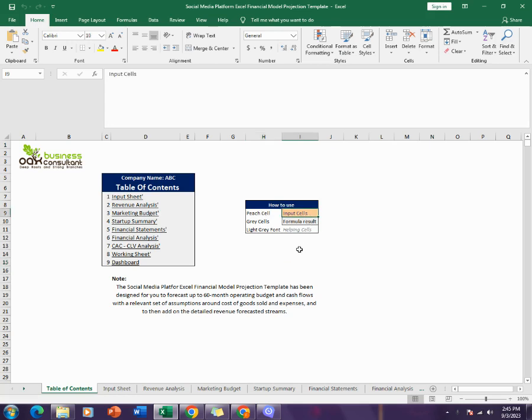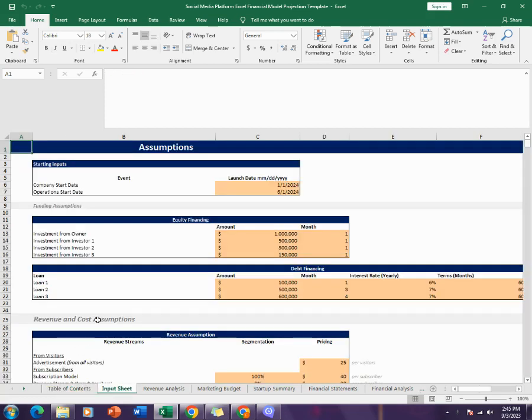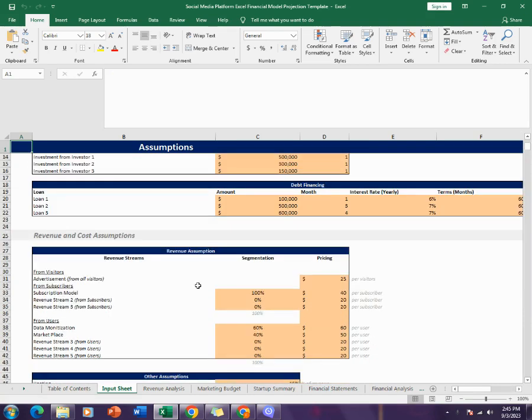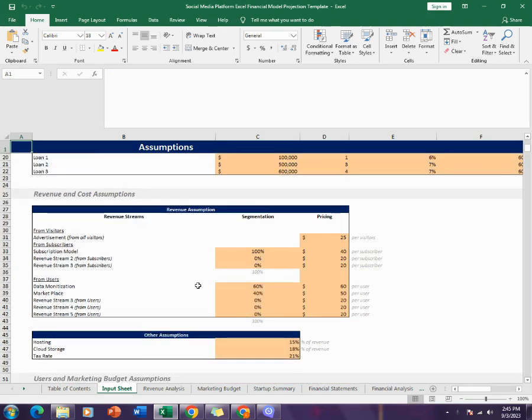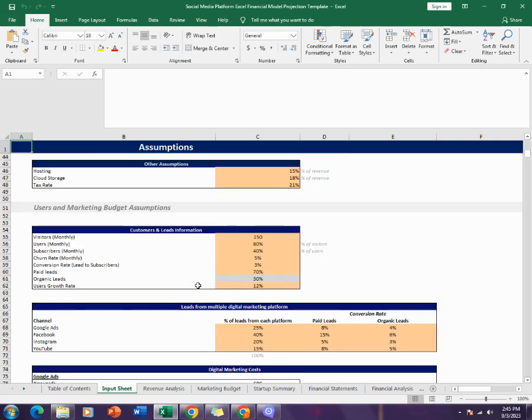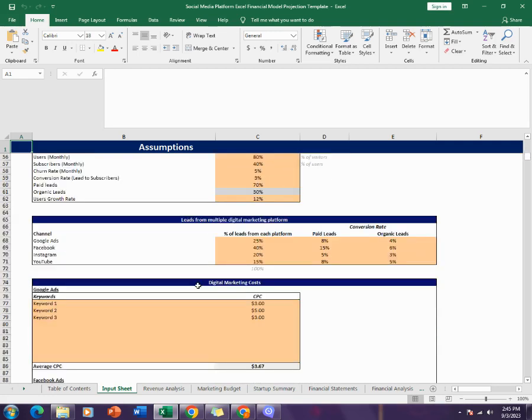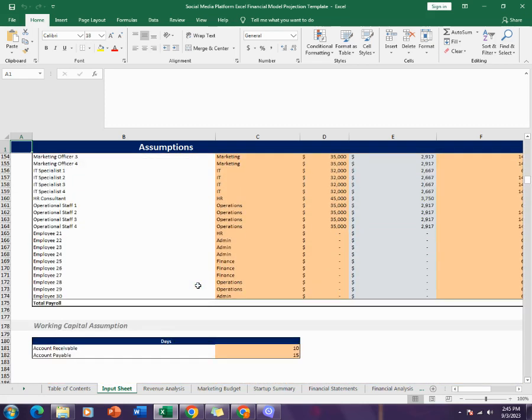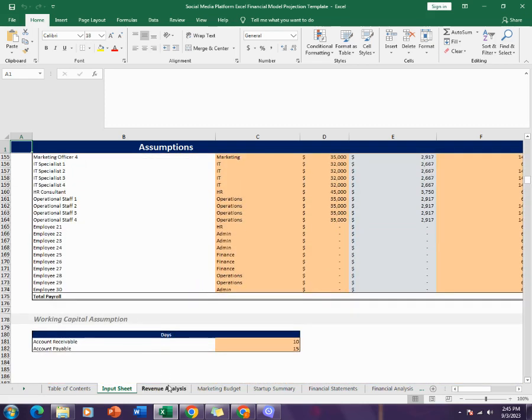The pink cells, as you can see over here, tell about the input cells, whereas the gray cells are formula cells, and the light gray cell font tells you about the helping cells. Coming towards the input sheets, as you can see over here, it gives you the equity and debt financing assumptions, the revenue and cost assumptions, users and marketing budget assumptions, as well as the capex and opex of the company and the working capital assumptions of the company.